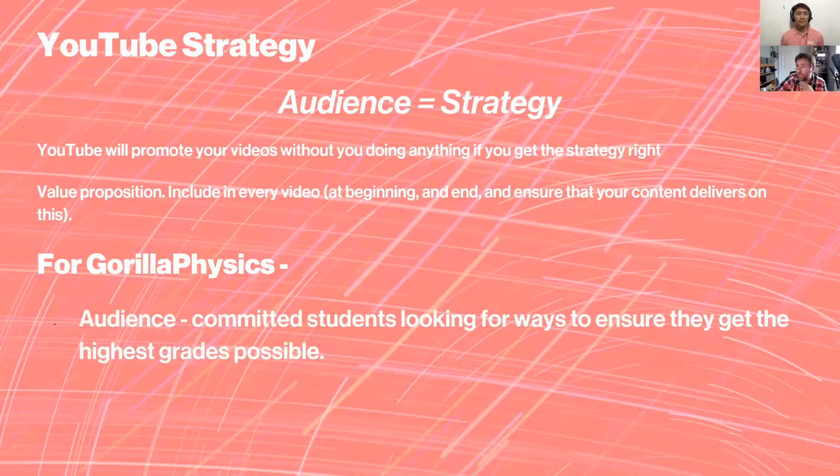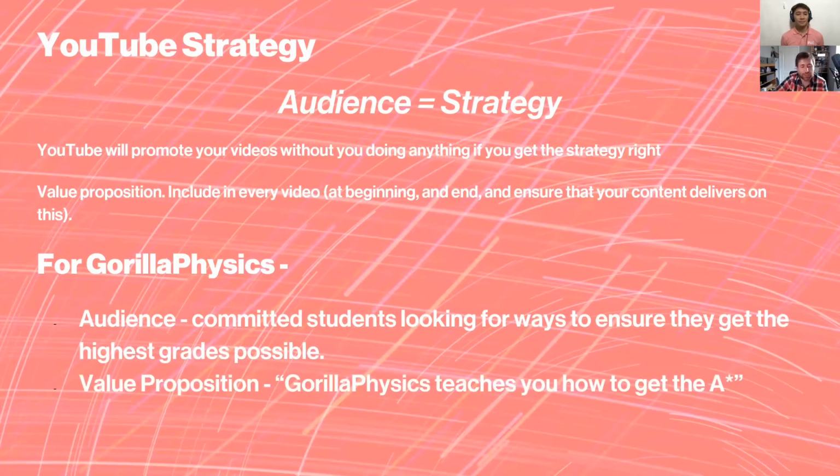So for my channel, my audience is committed students that are looking for ways to ensure they get the highest grades possible. I should have put in physics there, but it's not just that, because I also talk about study tips as well. So my audience, the people I'm interested in, are the people looking for the top grades. It's just a choice I've made. That's what my audience are going to be. And my value proposition is that Guerrilla Physics teaches you how to get the A star. So I'm saying my channel is the way you're going to find out how to get the highest grades possible.